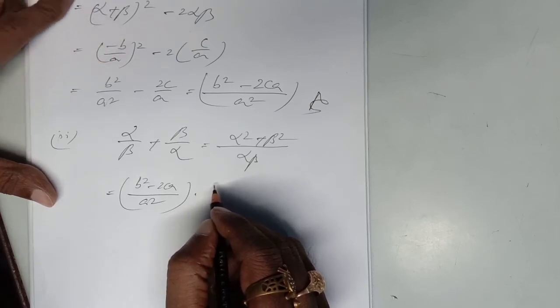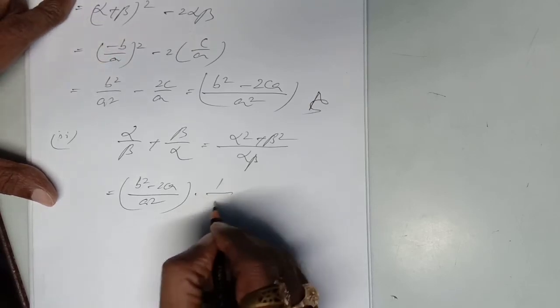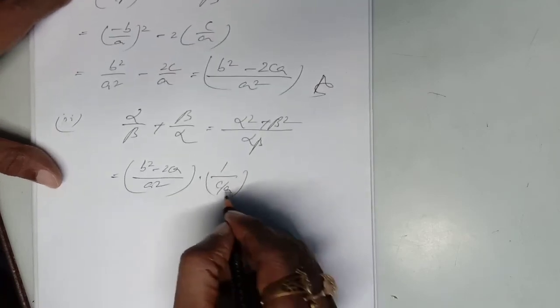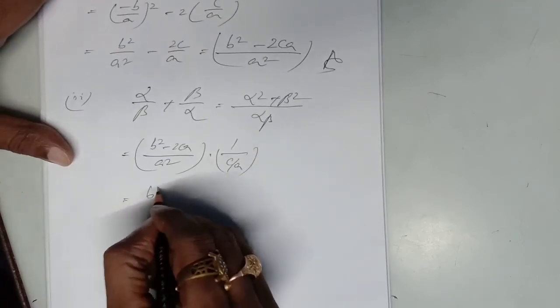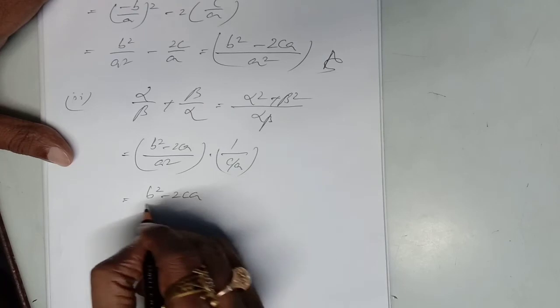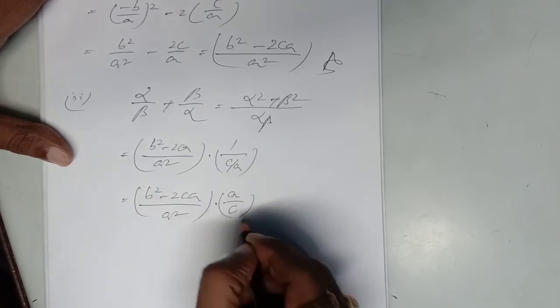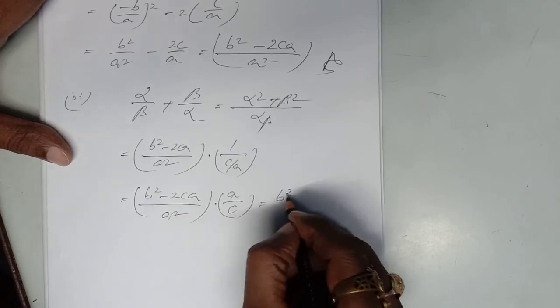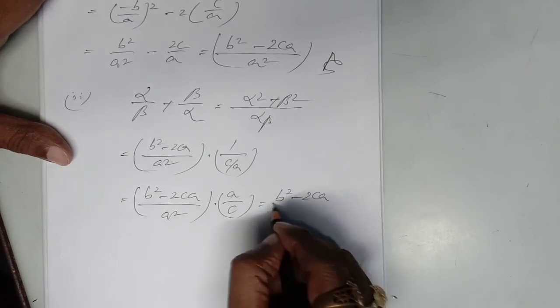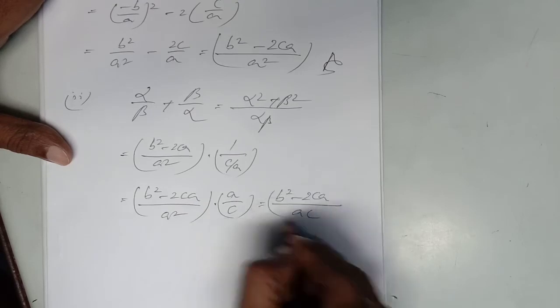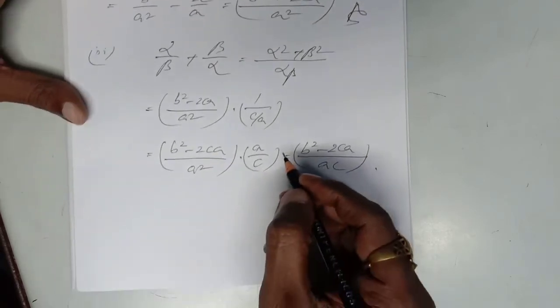Alpha beta, how much did you get? Alpha beta is c by a. That is 1 by c by a. That means a will go off. Finally you are getting b square minus 2ca by a square into a by c. The a will be cancelled out. Final answer: b square minus 2ca by ac. This is the answer of number 4 second part.